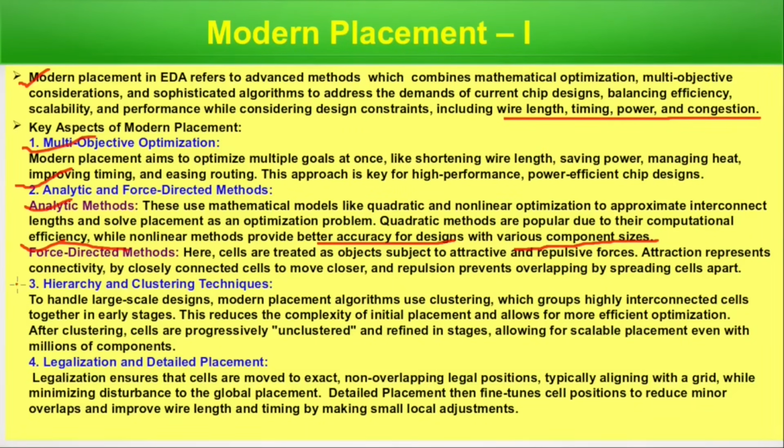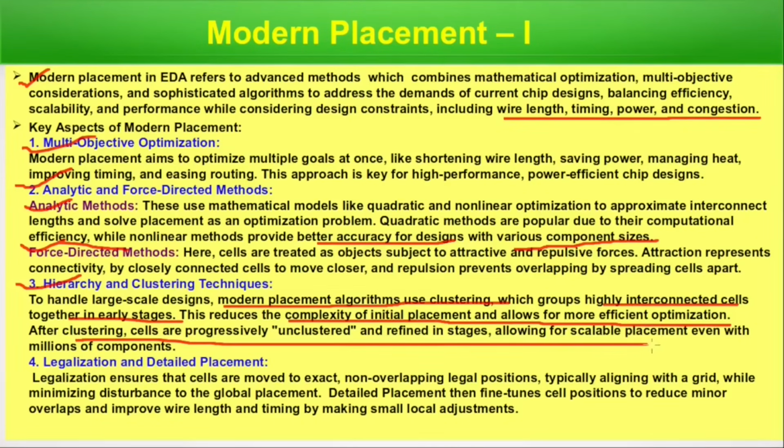Hierarchy and clustering techniques. To handle large-scale designs, modern placement algorithms use clustering, which groups highly interconnected cells together in early stages. This reduces the complexity of initial placement and allows for more efficient optimization. After clustering, cells are progressively unclustered and refined in stages, allowing for scalable placement even with millions of components.